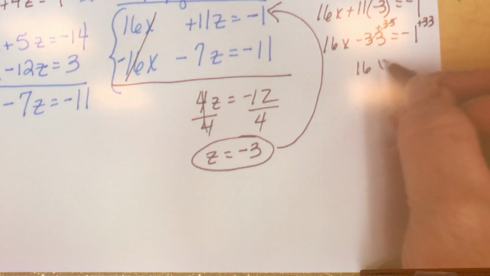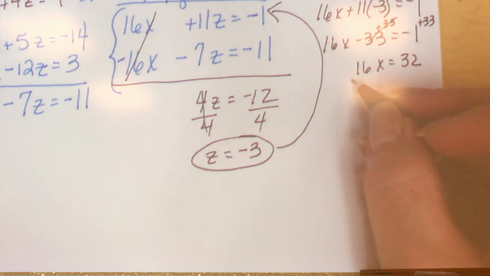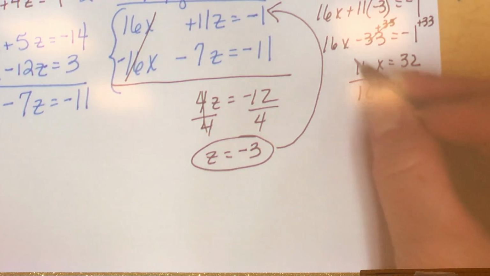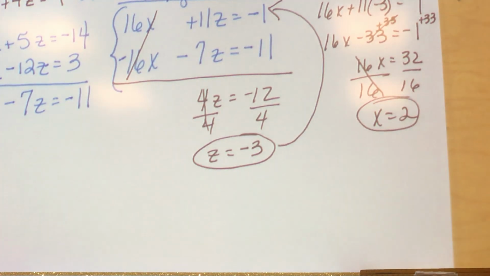So 16x is equal to, what's that, 32? Yep. Divide by 16, and x is equal to 2. What do I do with it? Circle it. So I'm going to have to hunt for stuff.